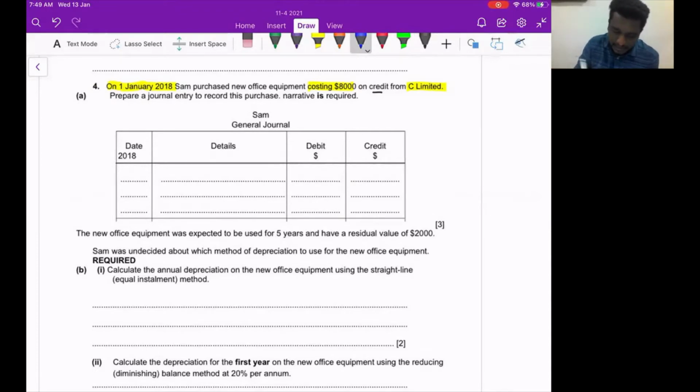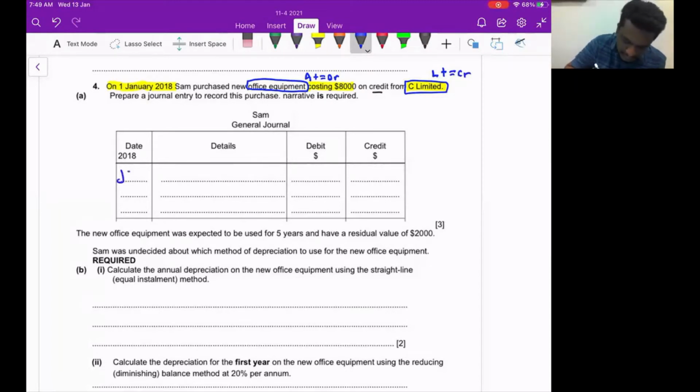Since we buy a new office equipment, office equipment is your asset. When asset increases, it will be recorded on the debit side. And we buy the office equipment, but we didn't pay, so we owe C Limited. Since we owe C Limited, it is my liability. When my liability increases, it will be on the credit side.